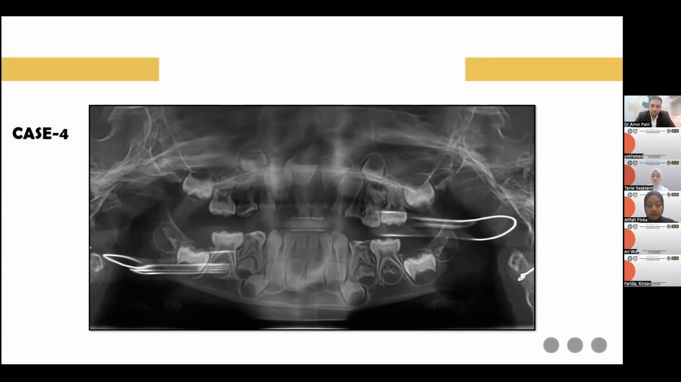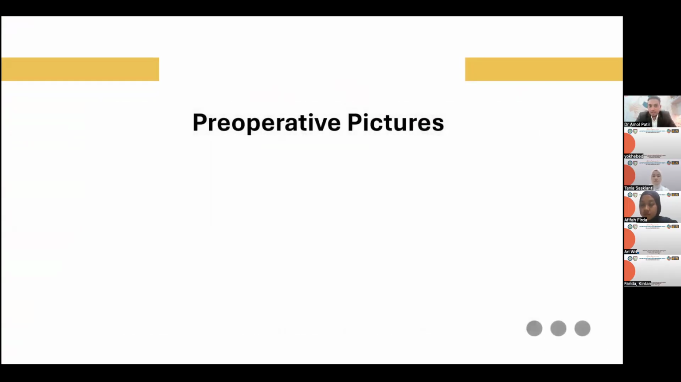Now, again, one more case where the patient's age was around 3.5 to 4 years. They visited with multiple carious teeth. The patient was Frankl's definitely negative. She was non-cooperative, not sitting on the chair. So we planned the treatment under general anesthesia.